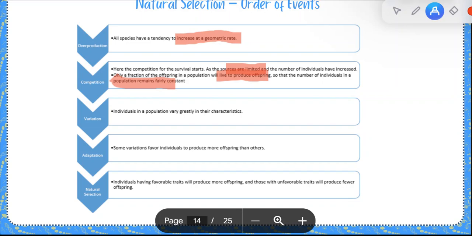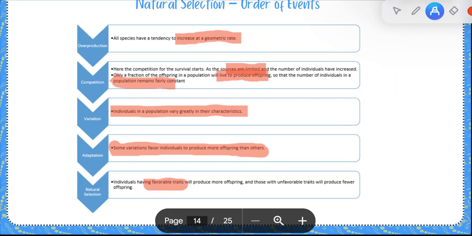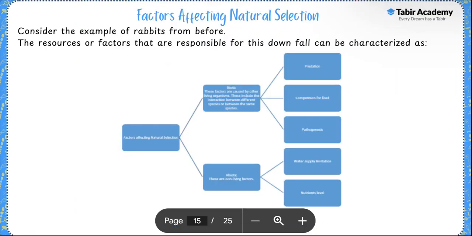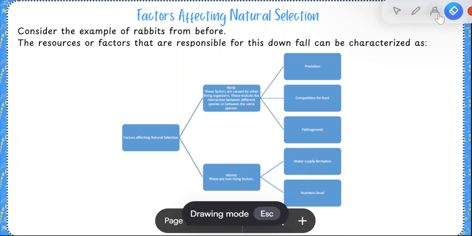Then there's variation जो कि phenotypic और genotypic characteristic में आती है. ठीक है, and some of these variations are more favorable for the environment than others, and this is called adaptation. So those individuals with more favorable traits will produce more offspring, and those with unfavorable traits will produce less offspring and eventually die off.